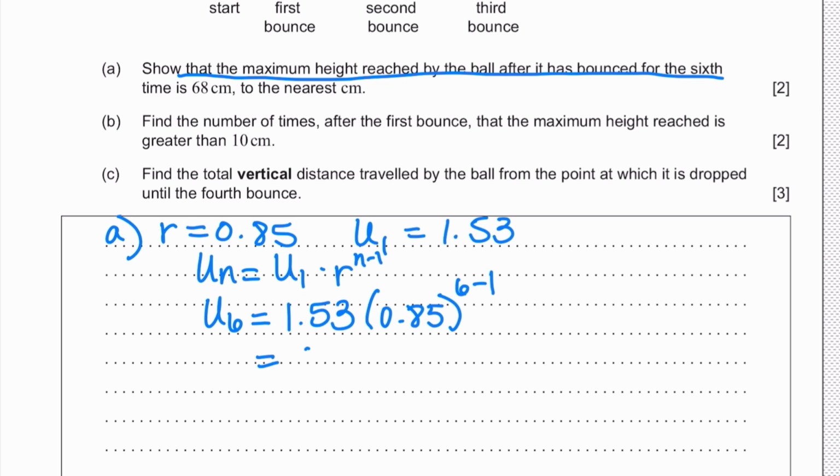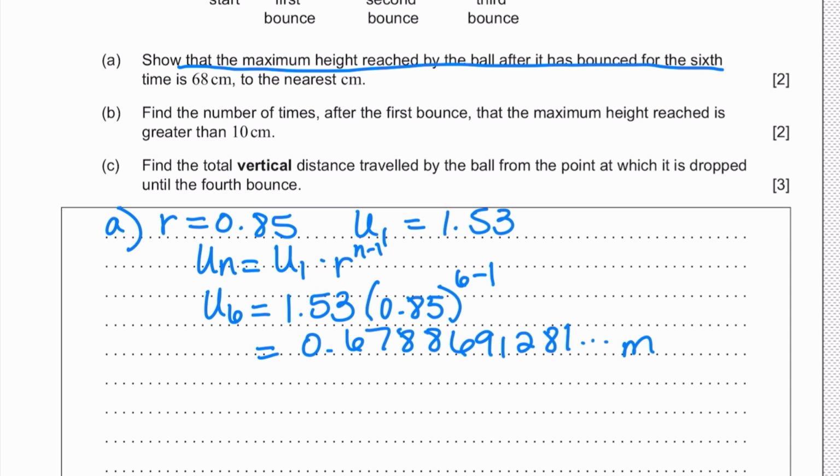So put this in your calculator. You're going to get 0.678869121. And I like to write all of the decimal values, and you should do as well, especially in a show that question. Remember, this is in terms of meters. So that means that this is equal to approximately 0.68 meters, which is 68 centimeters. So this is how you show that the maximum height reached by the ball after it has bounced for the sixth time is 68 centimeters.